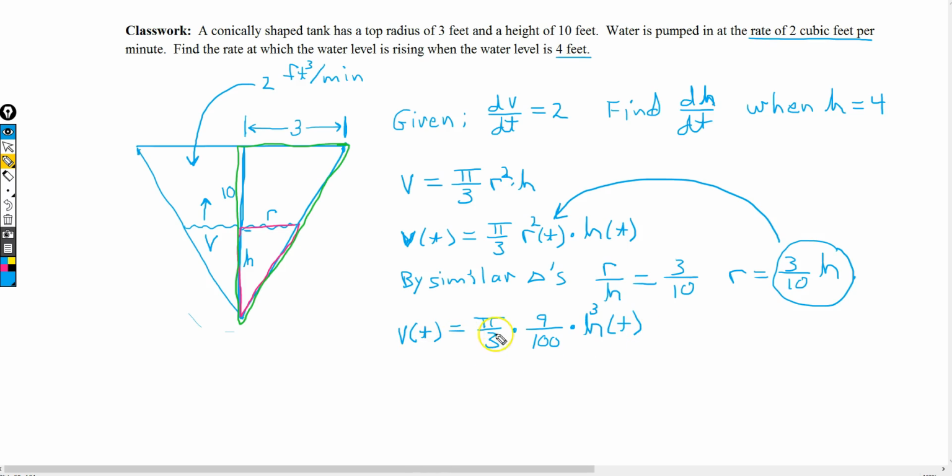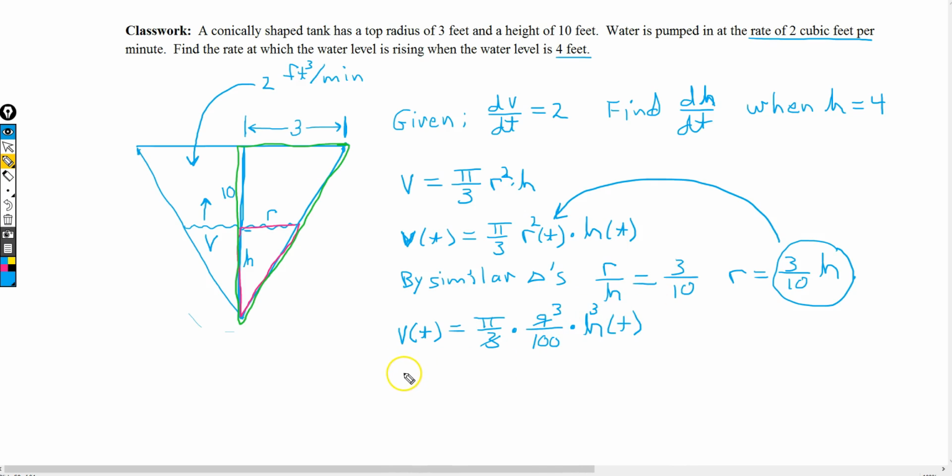So there we go. So V is pi over 3, 9 over 100, that comes from squaring 3/10, h cubed, that comes because we're going to have an h squared here coming from the r squared when we do this substitution, and h squared times h is h cubed. If we simplify this a little bit, this will cancel with a 9 and just give us 3 right here. And now we can differentiate everything with respect to t.